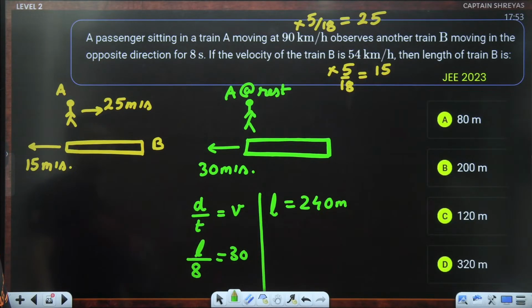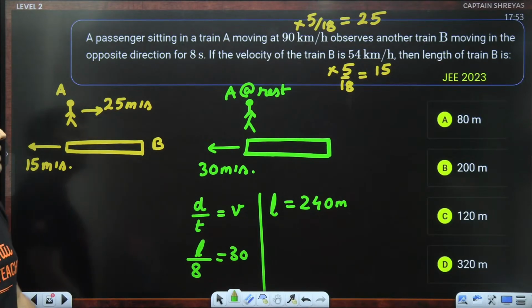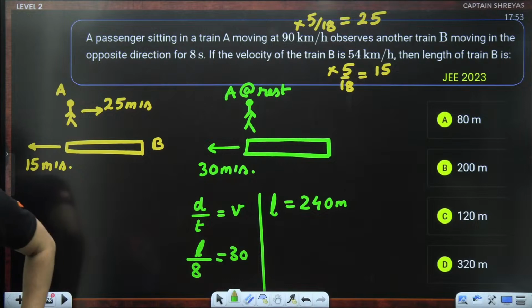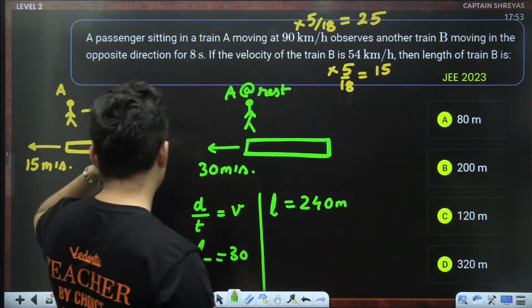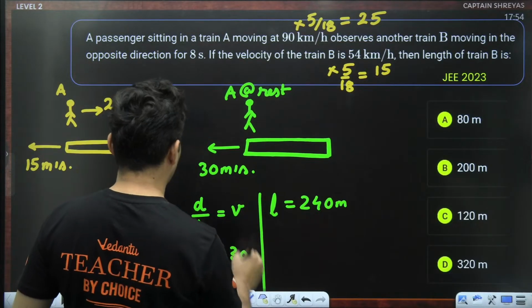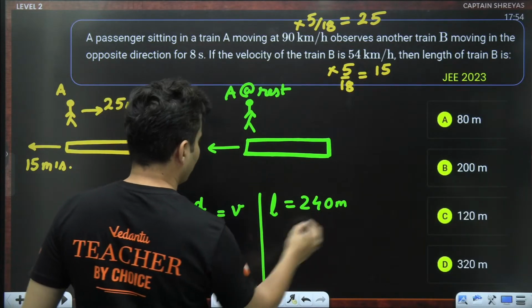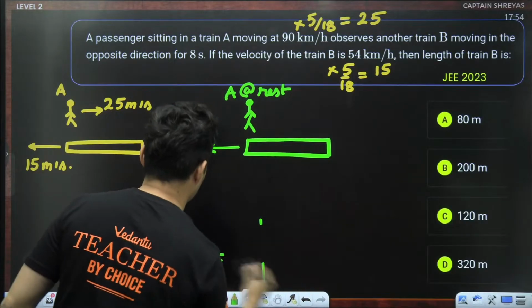Something is wrong. Opposite direction, observes the train. Did we make some mistake, a blunder? Just check this out. Oh, why did I write 30? My bad. Sorry.